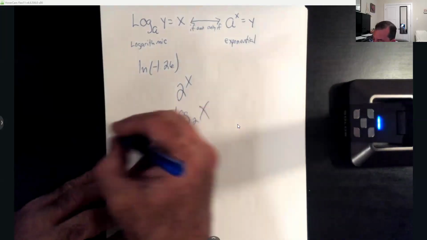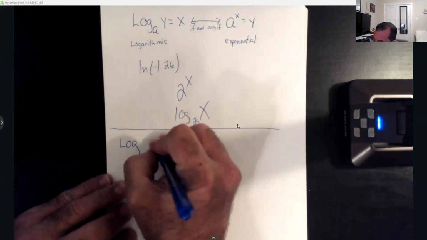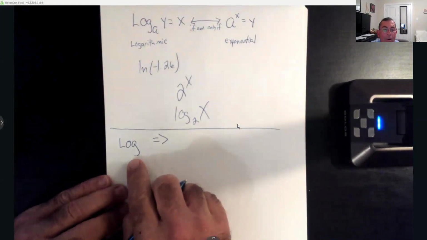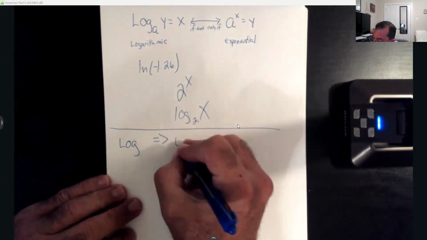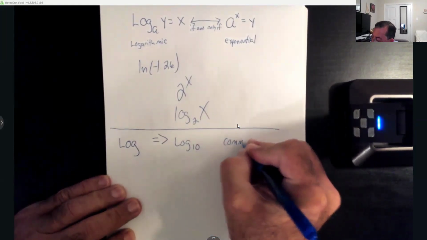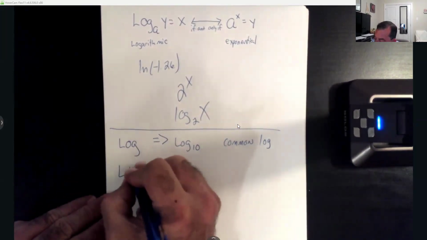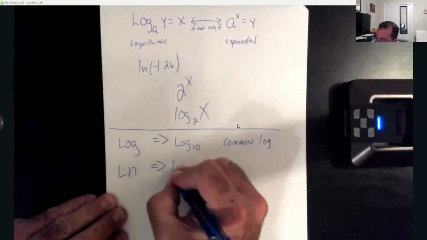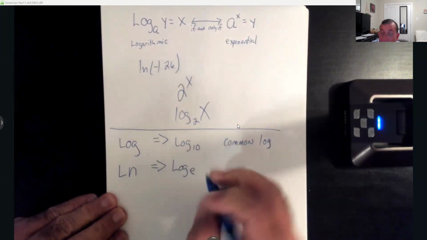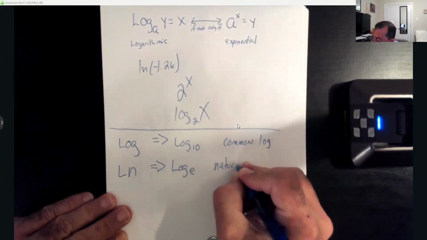So just a recap of the log stuff. Like I said, the log on the calculator is a log base 10. This is known as the common log. The ln is a log base E. This is known as the natural log.